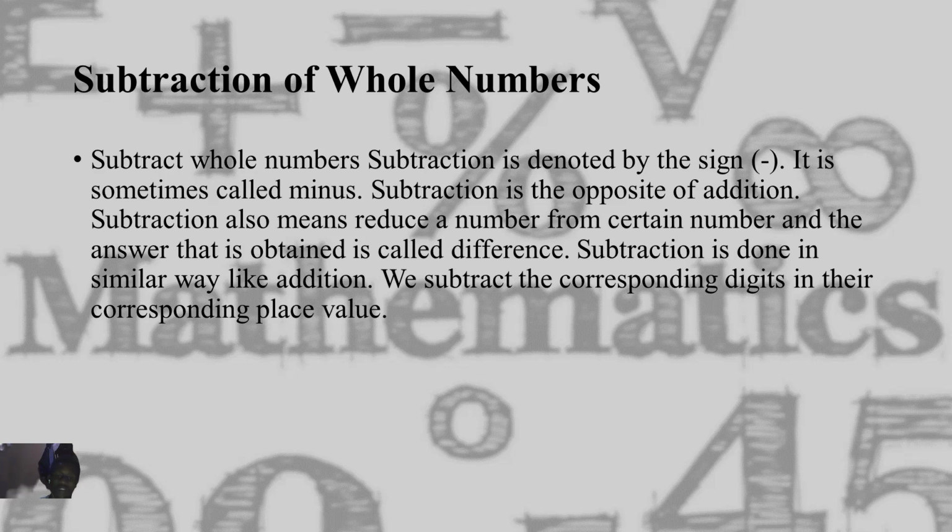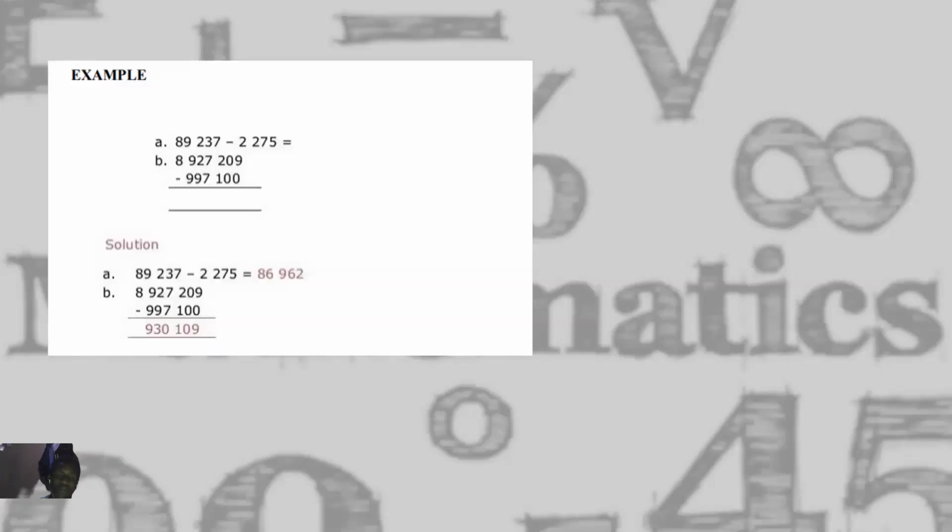So let's go forward to an example. So this is the example. 89,237 minus, or subtract, 2,275, okay? So there's vertical and horizontal, just like addition.